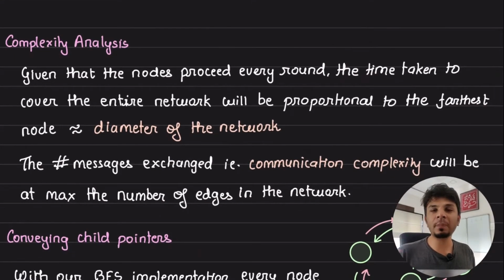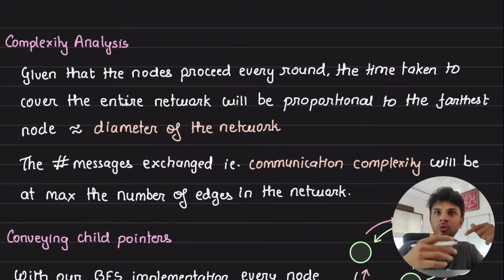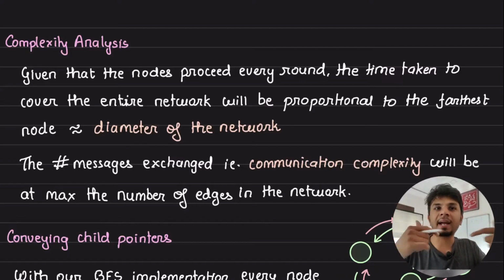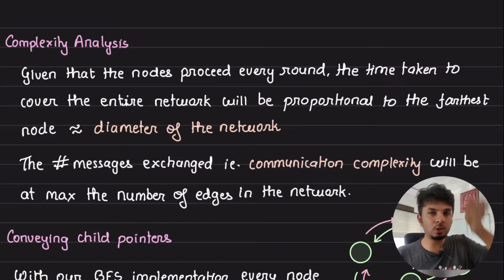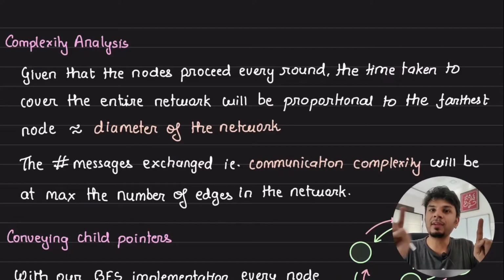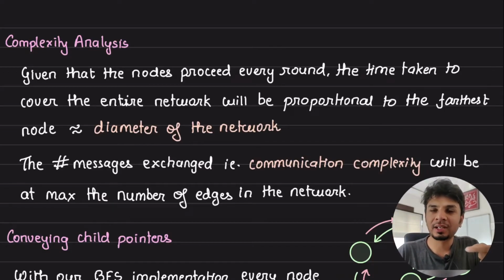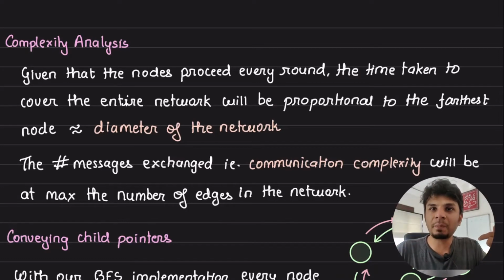Now, if we talk about the complexity analysis of this, given that the nodes proceed every round, the time taken to cover the entire network will be proportional to what? To the farthest, because at each round, the nodes that received the message in the previous round participate. So what would be the time taken to cover the entire network? It would be the maximum distance between any two nodes in the graph, and that is nothing but the diameter of the network. So if the diameter of the network is 5, it would take 5 rounds to reach that. So the time complexity of this is the diameter of the network.